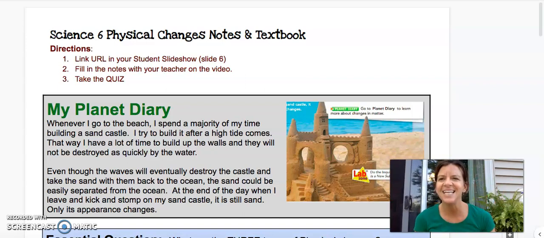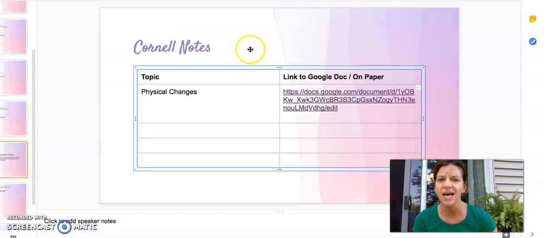Hi scientists! Today you are going to be doing your physical changes notes and textbook. We've combined the two together, okay? So first, don't forget to link the URL of this note sheet into your student slideshow on slide 6. You're going to see that right here. So your Cornell notes, physical changes, and you want to link it right there, okay?